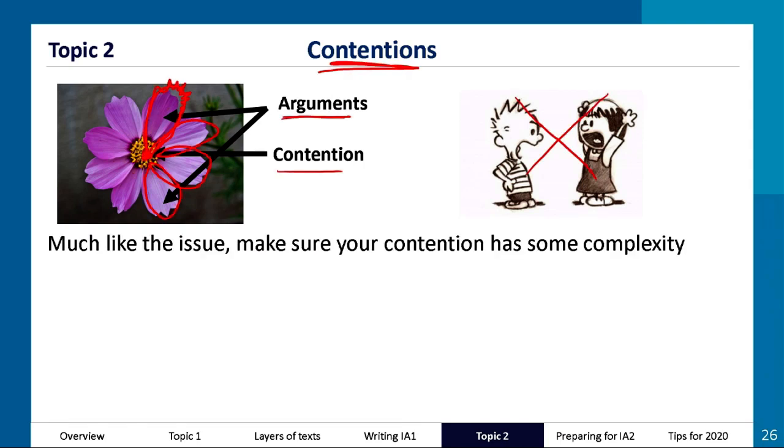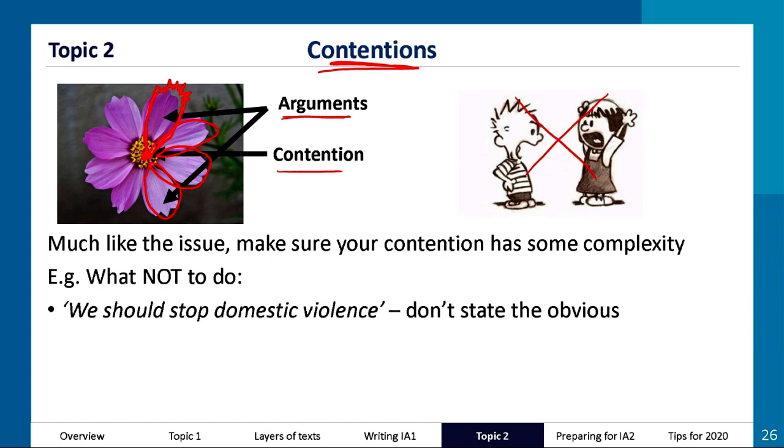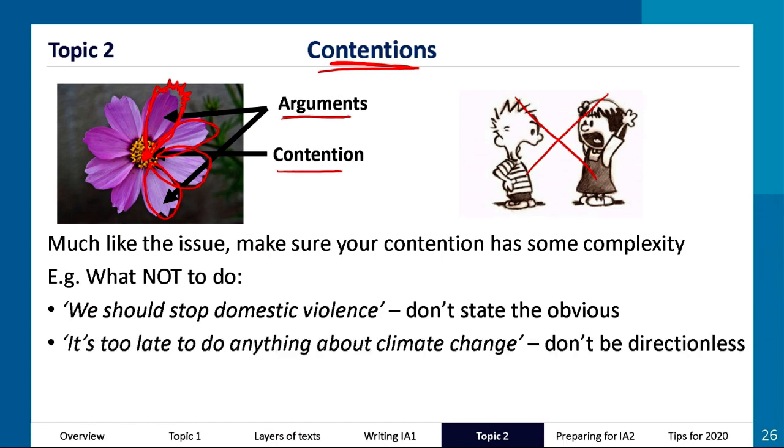So, make sure your contention has some complexity too. Don't do something like, we should stop domestic violence, because again, no one's going to be realistically, hopefully, disagreeing with that, and it's not going to be particularly impactful. On the flip side, don't be directionless, and don't give a contention that doesn't make your audience want to do something. You have to give them a sense of direction.